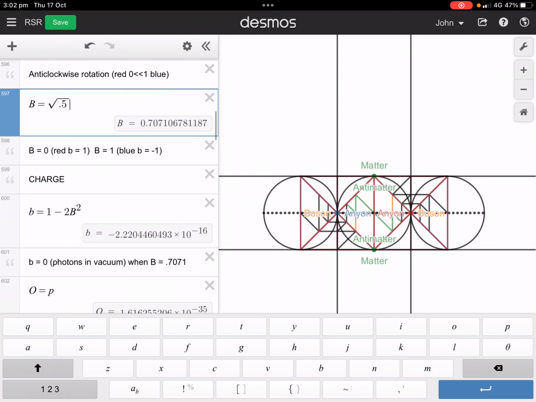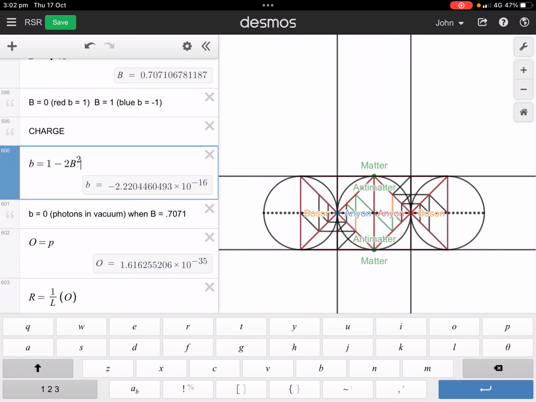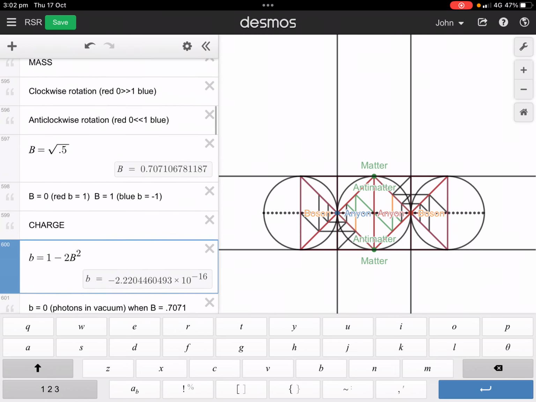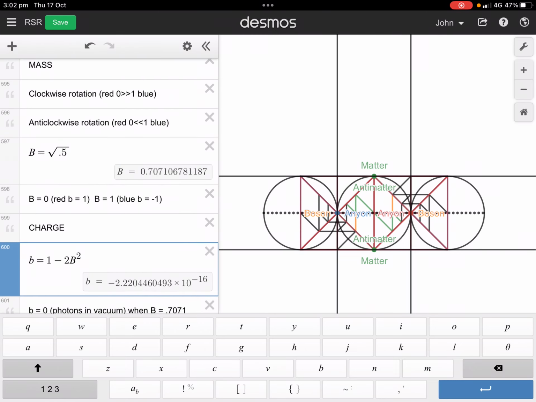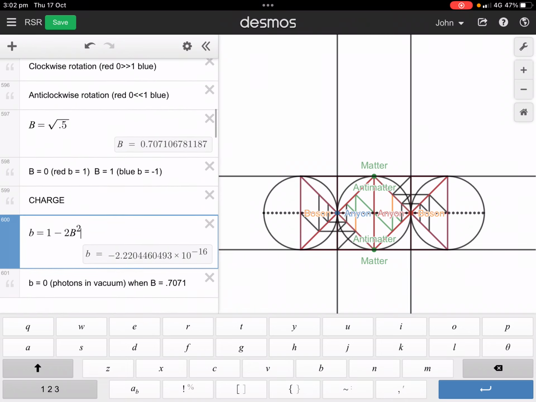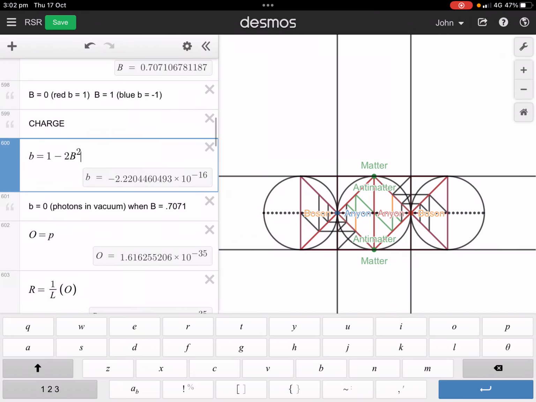I've got this capital B set to the square root of 0.5 because that's, I think, how light travels inside the quantum realm in an uncollapsed state. And I've got a little b, which I think represents charge. So the big B represents mass, or the path of a mass, but the little b represents the path of a charge.